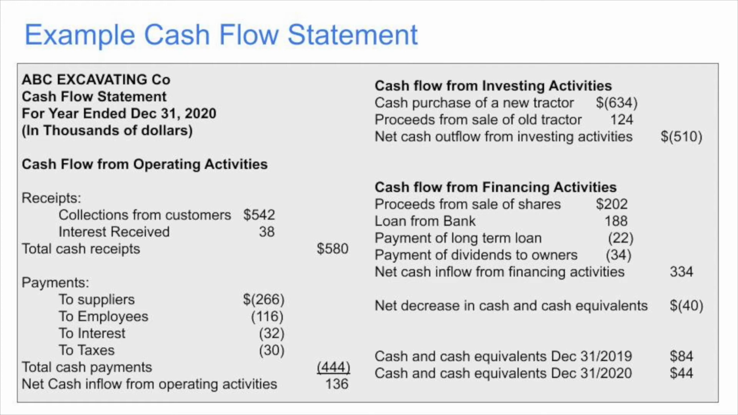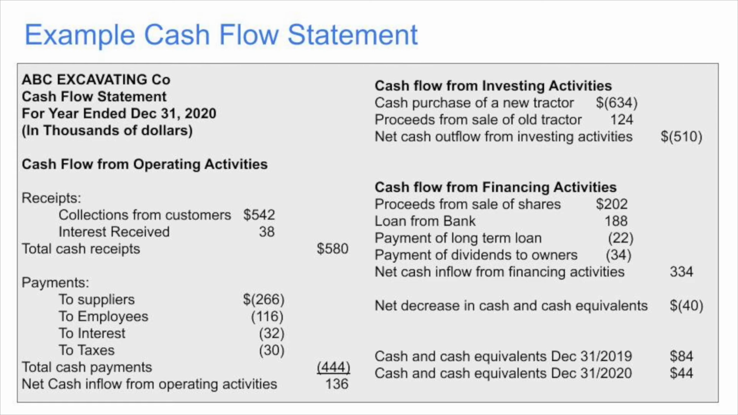It made payments. It paid suppliers, employees, interest, and taxes, for total payments of $444,000. Now you notice I have that in brackets. The reason is that brackets just mean a subtraction or a negative. So 580 came in, 444 went out, for a net of 136 in. So it was to the good, $136,000. From operations, we just look at the operations of the business. The business is $136,000 better off at the end of the year than it was at the beginning of the year. Okay?